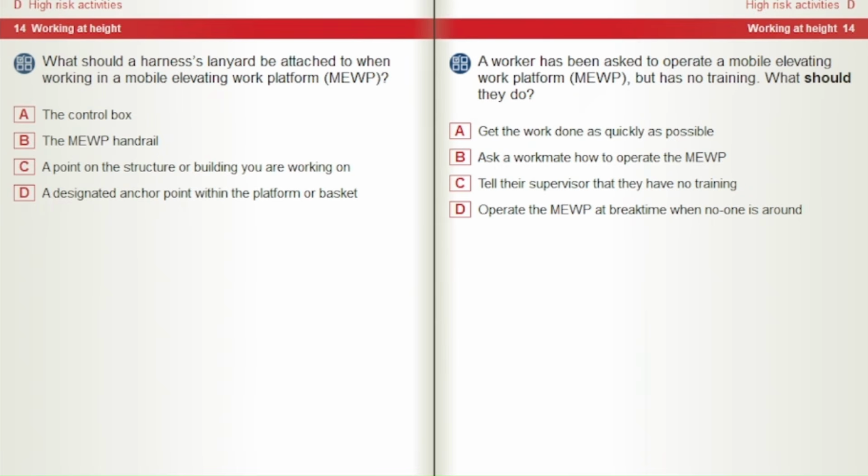What should a harness's lanyard be attached to when working in a mobile elevating work platform, MEWP? The control box. The MEWP handrail. A point on the structure or building you are working on. A designated anchor point within the platform or basket.